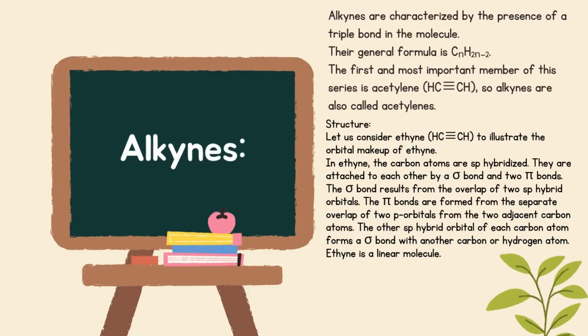Alkynes. Alkynes are characterized by the presence of a triple bond in the molecule. Their general formula is CnH2n-2. The first and most important member of this series is acetylene, HC≡CH. So alkynes are also called acetylenes.